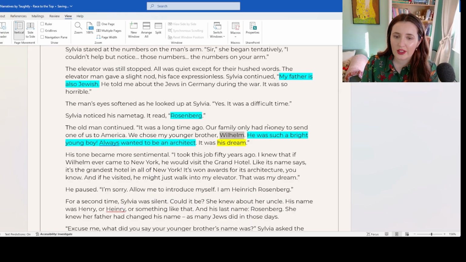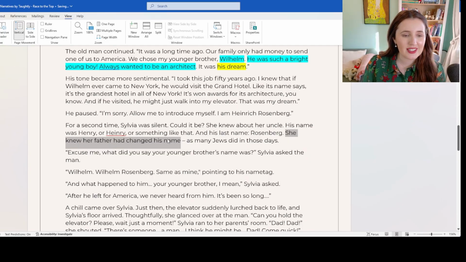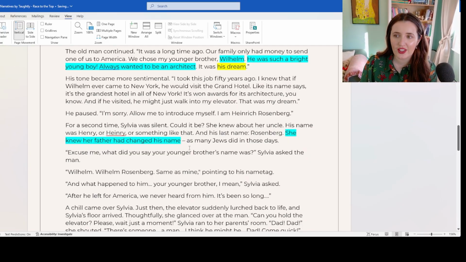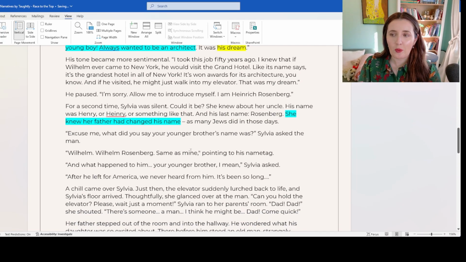Likewise, Wilhelm and William being really close to each other. This starts to become even clearer when Sylvia says that she knew that her father had changed his name. We as a reader are starting to get quite certain that these two men are related, and we're just waiting now for Sylvia to realise it and then for the men to meet.